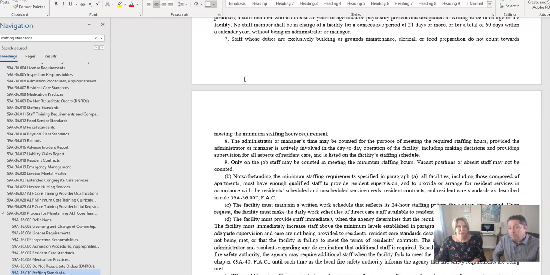Staff whose duties are exclusively building or ground maintenance, clerical, or food preparation do not count towards meeting the minimum staffing hours requirement. People who are working with the residents do. So you as the administrator can count your hours if you are helping with care, medication management, anything that pertains to your residents. You'll be able to count your hours.